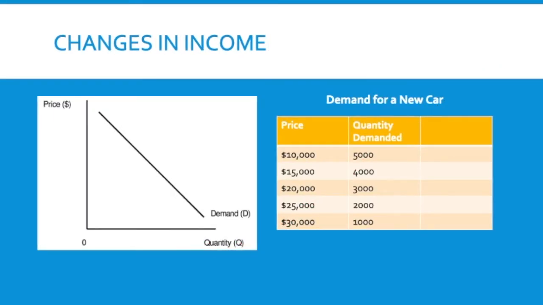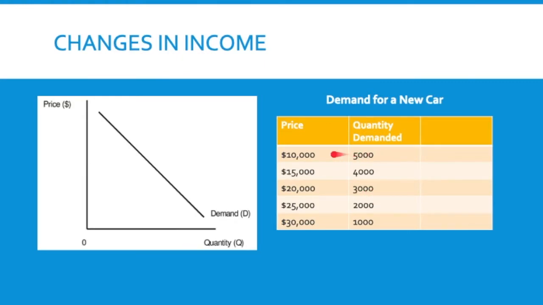So one thing that could change the entire demand curve would be income. Up here we have a demand schedule for demand for a new car. A brand new car at $10,000, 5,000 people want to buy it, because that's a very good price for a new car. At $15,000, 4,000 people. At $20,000, as the price goes up, demand goes down.